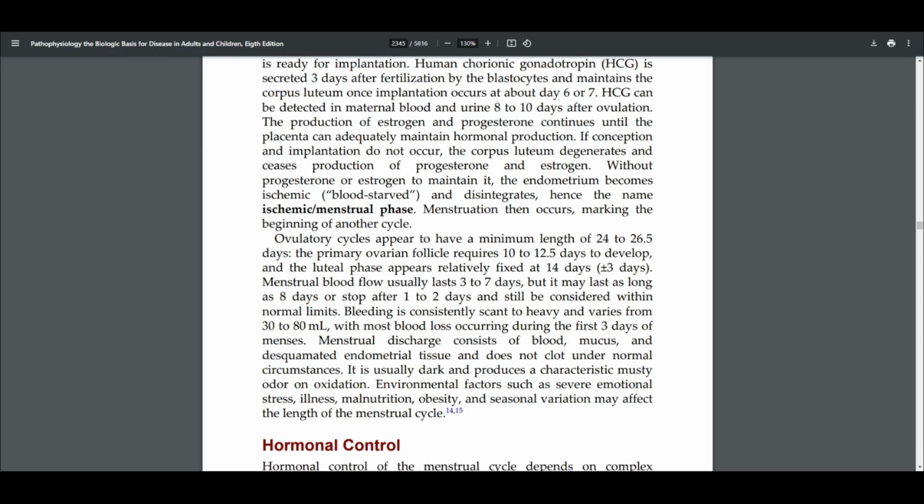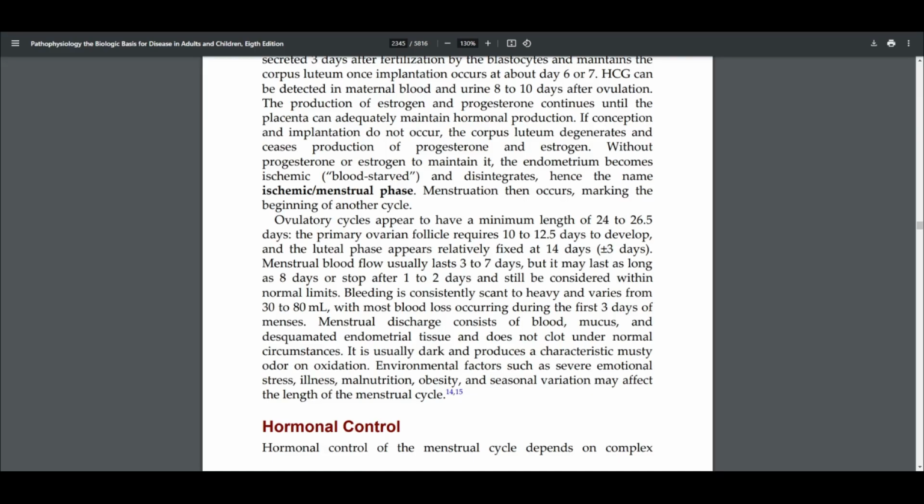Ovulatory cycles appear to have a minimum length of 24 to 26.5 days. The primary ovarian follicle requires 10 to 12.5 days to develop, and the luteal phase appears relatively fixed at 14 days. Menstrual blood flow usually lasts 3 to 7 days, but it may last as long as 8 days, or stop after 1 to 2 days, and still be considered within normal limits.